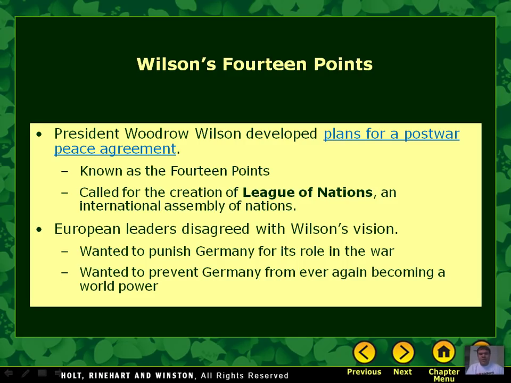Basically, they were 14 points that dealt with how the world could prevent a war like this from ever happening again. Now, the problem is that President Wilson was dealing with European leaders from Britain and France who saw Germany as the main reason for World War I, and that Britain and France wanted to punish Germany for its role in starting the war, and they wanted to prevent Germany from ever being powerful again and being part of the world powers. So President Wilson had to deal with the British and the French, at the same time try and get his peace agreement passed.